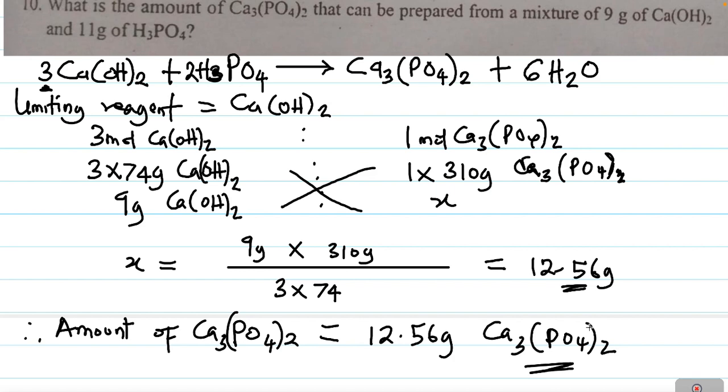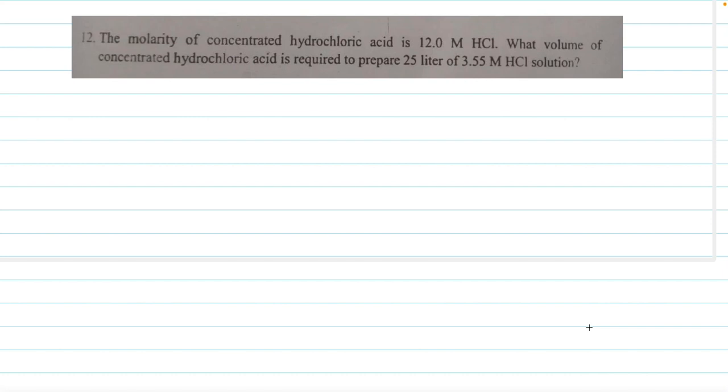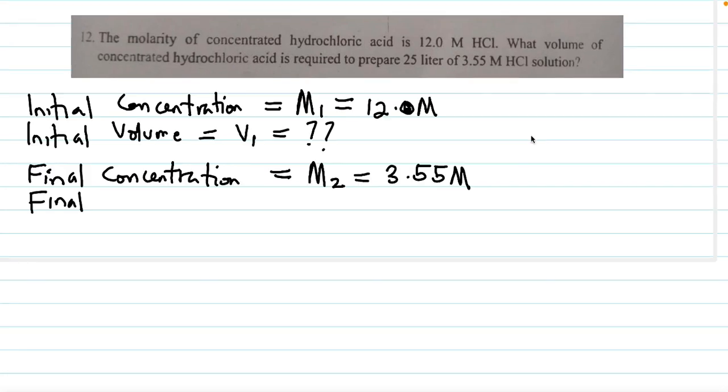Okay, so let's look at the next question. So we have the molarity of concentrated hydrochloric acid is 12.0 molar HCl. What volume of concentrated hydrochloric acid is required to prepare? All right, basically this is the dilution formula. So we're going to say this particular one here.